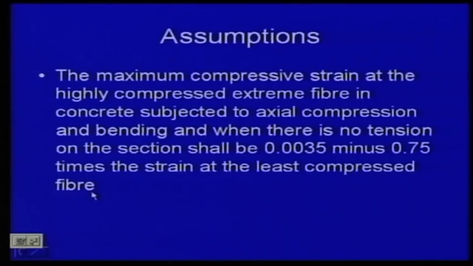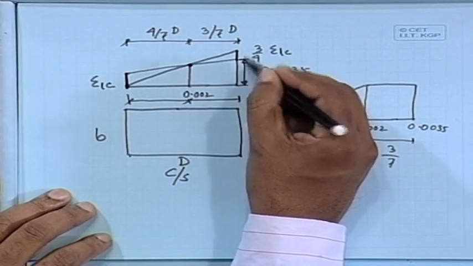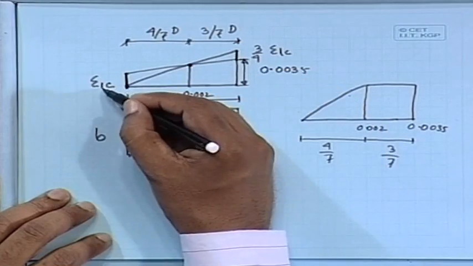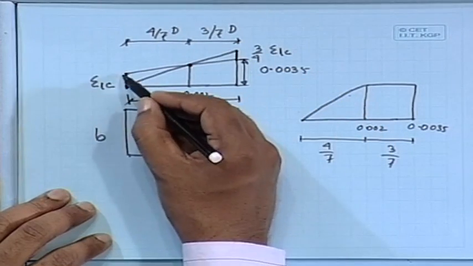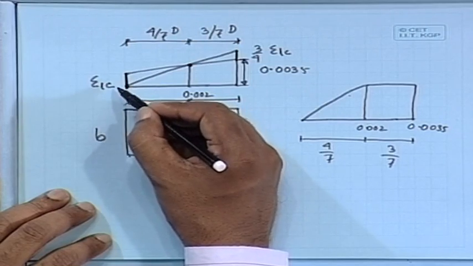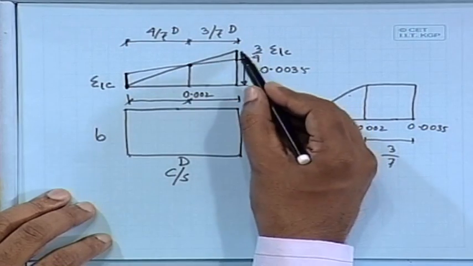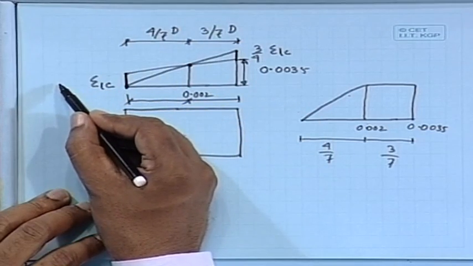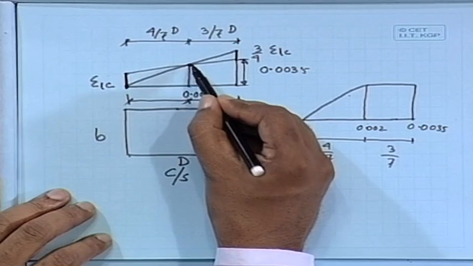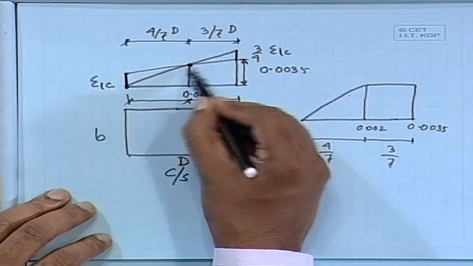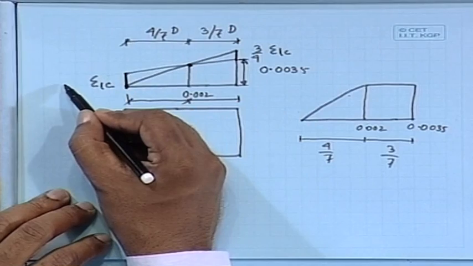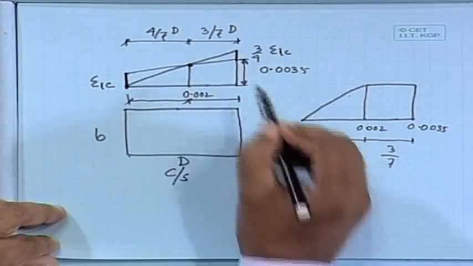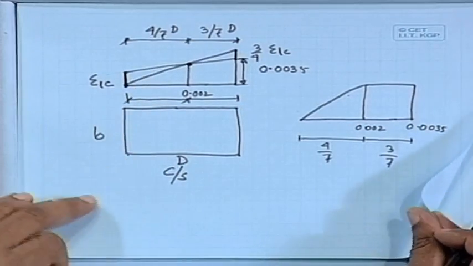So, this is your least compressed fiber and this is the maximum stressed. That one we shall get by considering 0.0035 minus 3/4 of this one. Now, how shall we get this value? This value we shall find out depending on where the neutral axis is, because I know this point, so we can find out where the neutral axis is, and accordingly we can find out this strain.